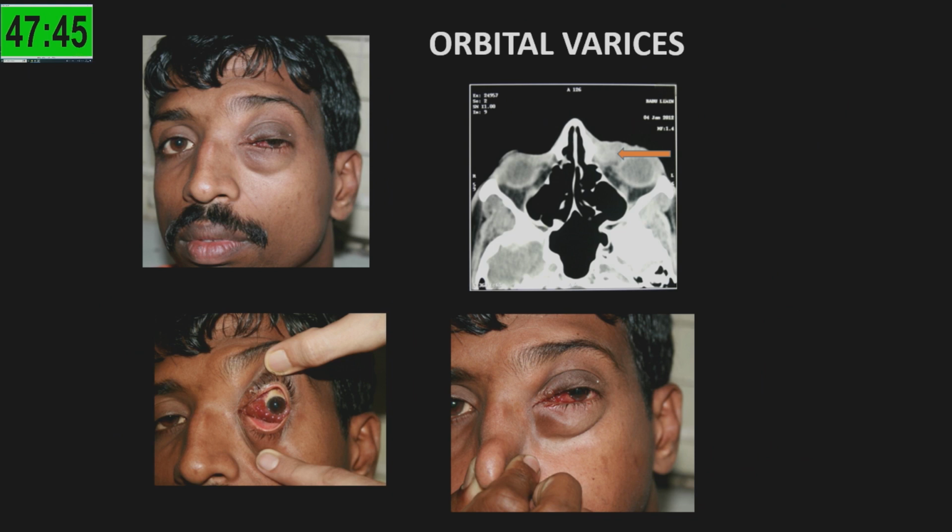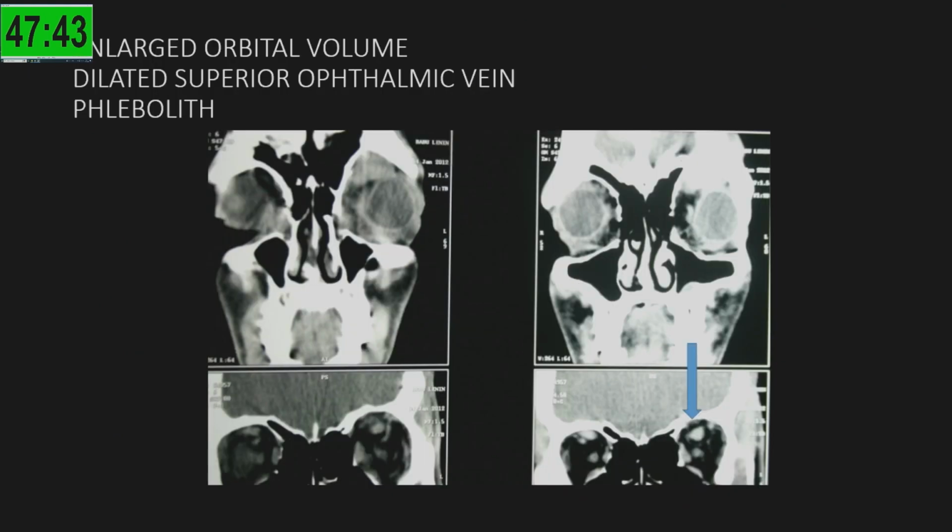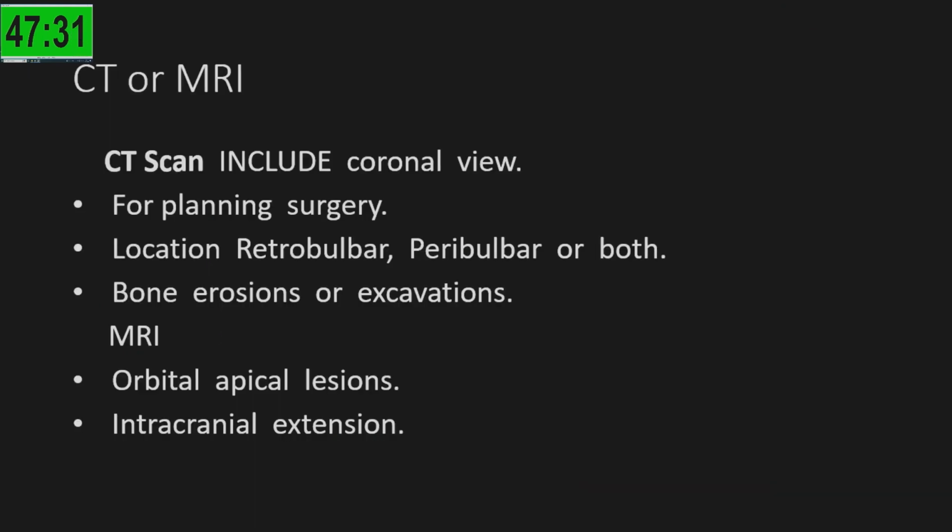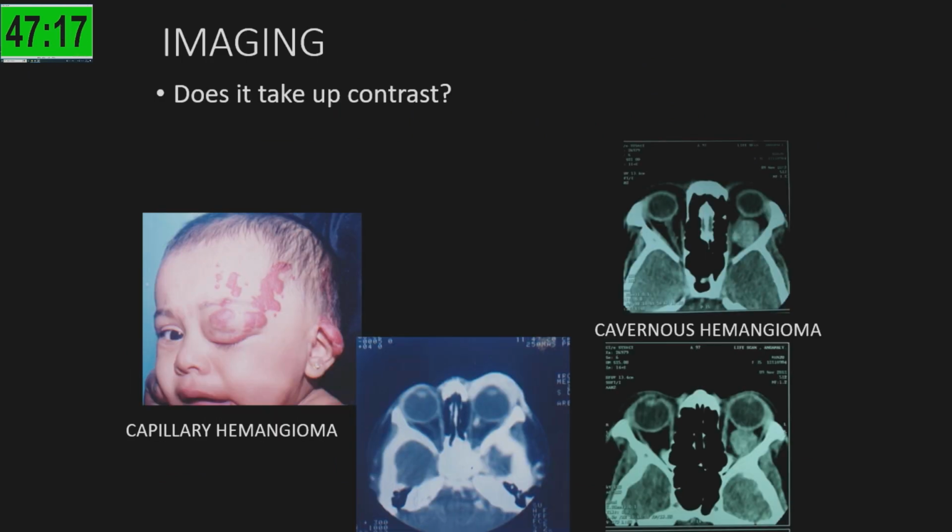Orbital varices, you have to take a CT with and without a Valsalva maneuver. The CT should be with and without Valsalva maneuver, then only orbital varices may be prominent. There may be increased orbital volume, phlebolith and enlarged superior ophthalmic vein can be seen. So CT is always preferred for orbital surgeons because you can see the bone. But MRI can be done if you want to detect orbital apical lesions or intracranial extension.